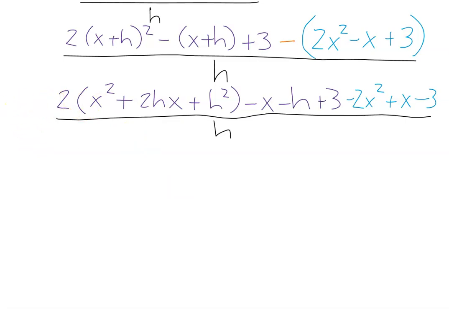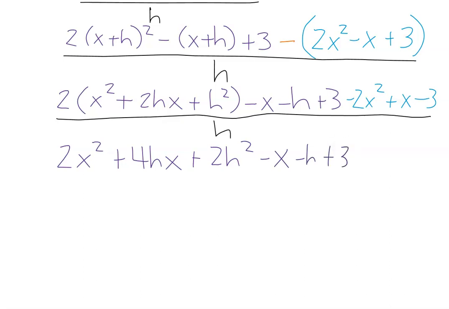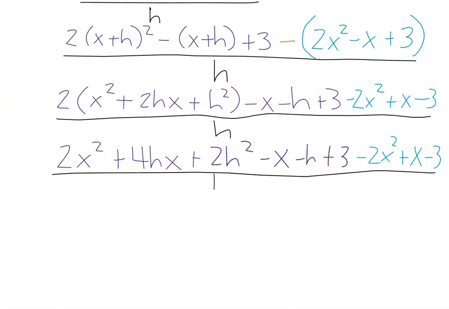So now we need to distribute the 2. So we have 2x squared plus 4hx plus 2h squared minus x minus h plus 3. And then we still have our minus 2x squared plus x minus 3. And all of that is still over top of h. Now that we have everything on top as simplified as we can, we're ready to start combining our like terms.